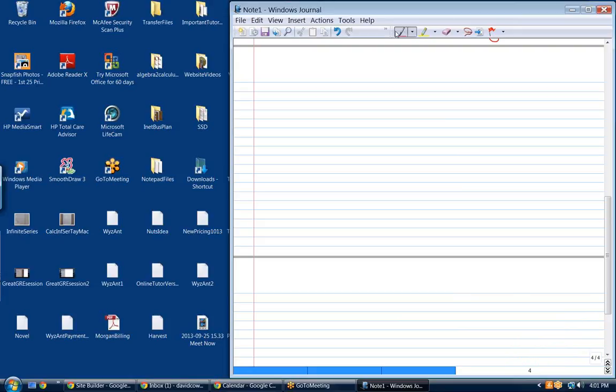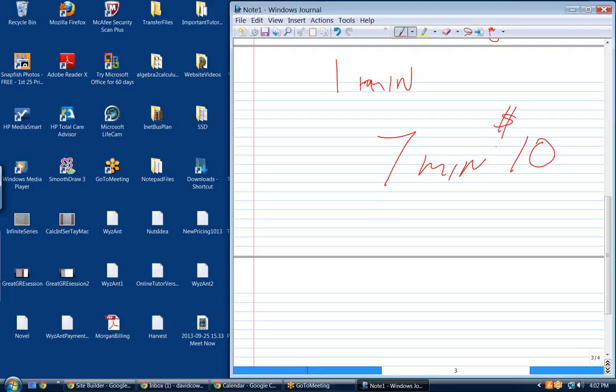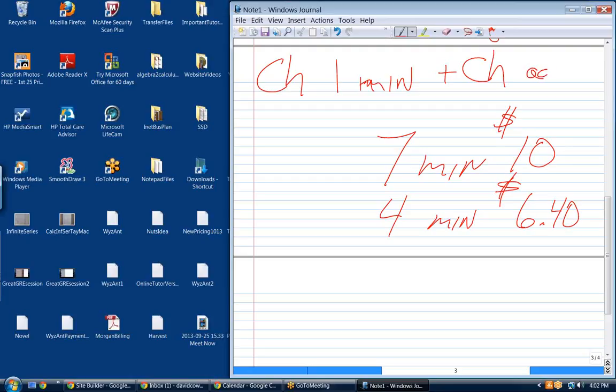Okay. An overseas phone call is charged at one rate for the first minute and a different rate for each additional minute. If a 7-minute call costs $10 and a 4-minute call costs $6.40, find each rate. What was the second? 7-minute call cost $10. What was the second one? 4-minute call costs $6.40. So we have an initial charge for the first minute and a second charge for each additional minute.